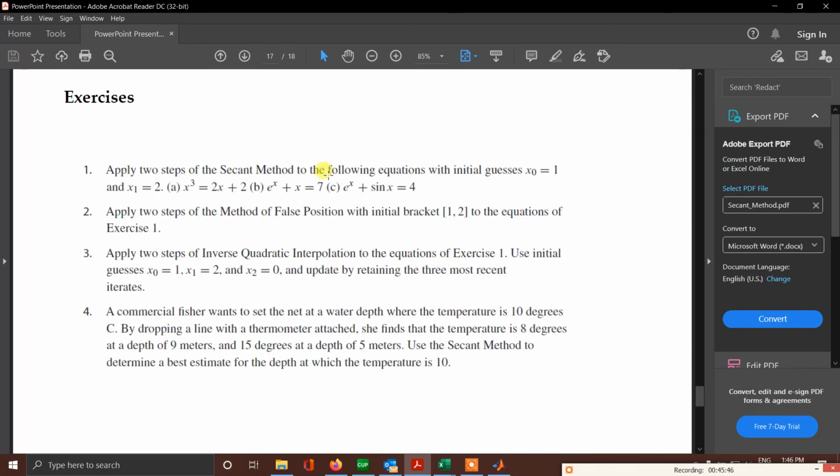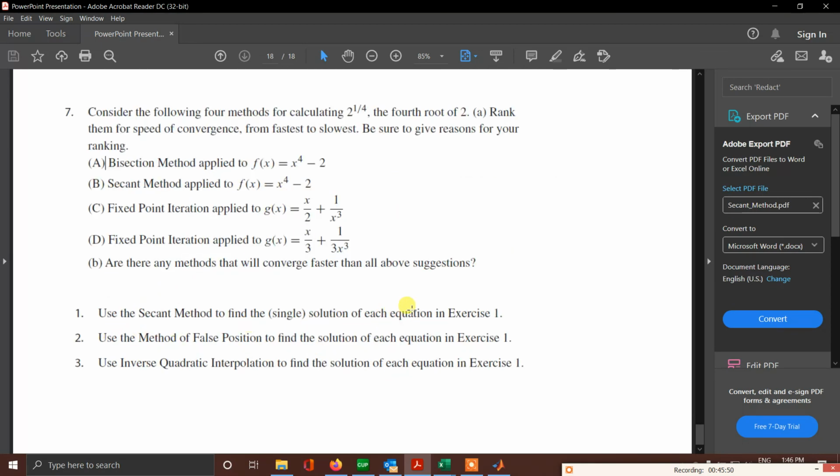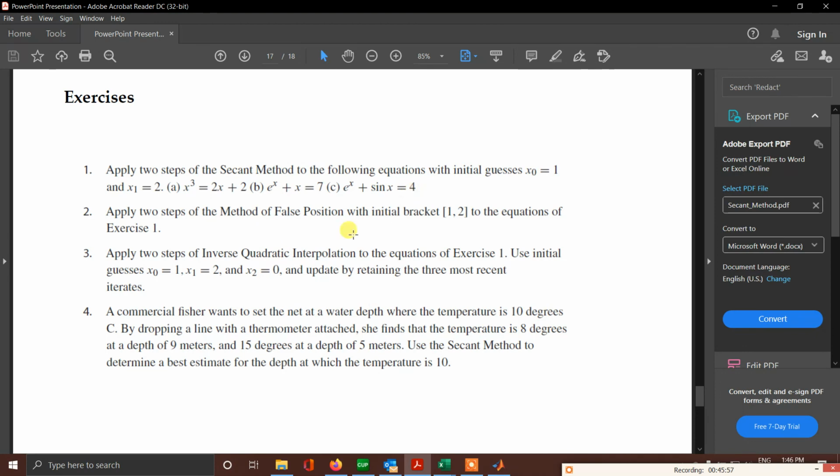That's it for the root finding without derivative. We are done with the methods for transcendental and algebraic equations. So we're moving forward to systems of equations.